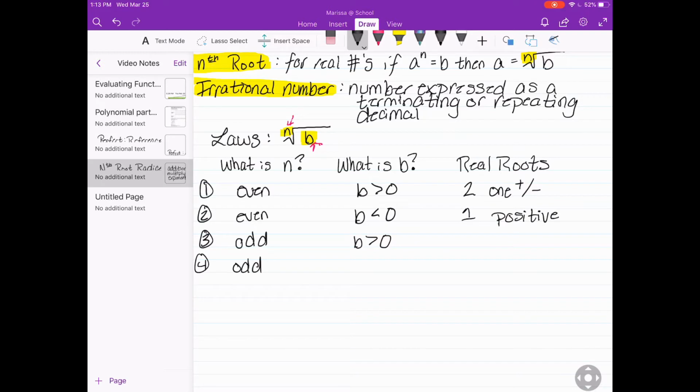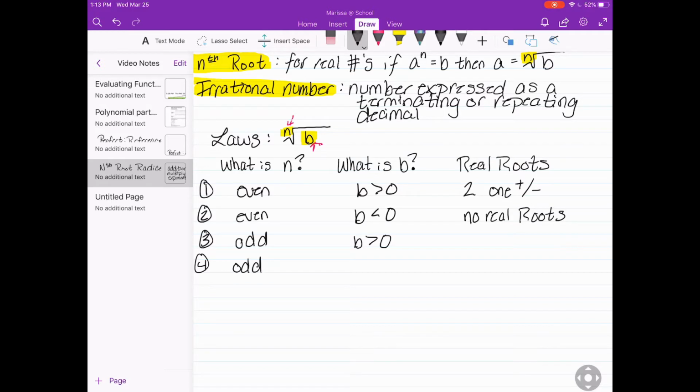Oh, I messed this up. So you're going to want to erase that. If b is less than 0 and it is an even n, then there are no real roots. That was my fault.